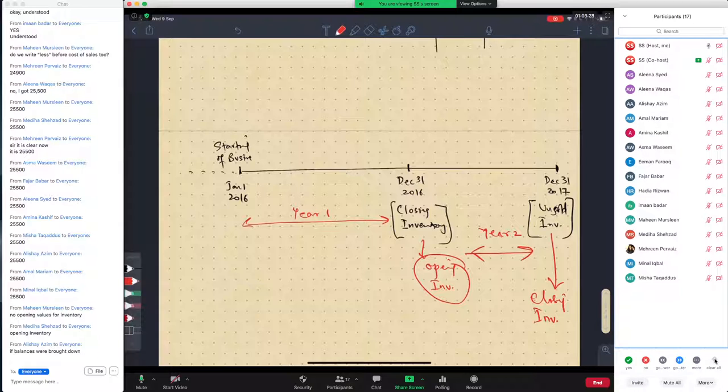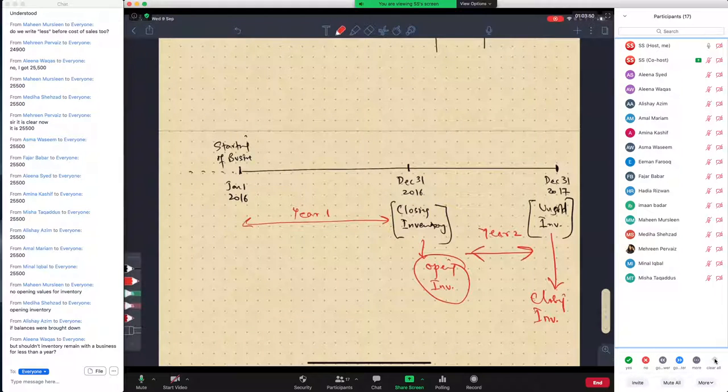But for 3.9 and 3.10, if you see the data, you have inventory on 1st of October. Let me read the question. 3.9 is what I'm doing. 3.10 is going to be your homework. Jay Burton is a trader dealing in general items. The following balances were extracted from his books on 30th of September.